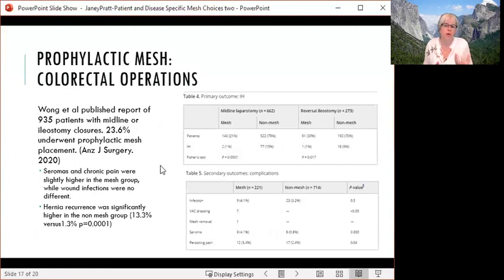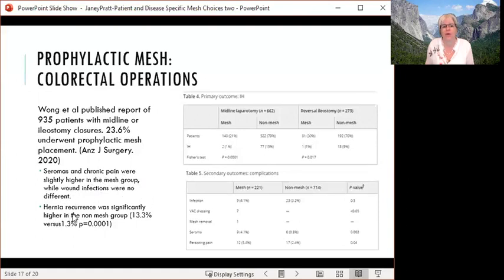So when do we use prophylactic mesh? Another issue that comes up often. Long et al. published a report of colorectal operations in 935 patients with midline or ileostomy closures, and 23.6% underwent prophylactic mesh placement. In this review, published in 2020, they found that seromas and chronic pain were slightly higher in the mesh group, while wound infections were no different.